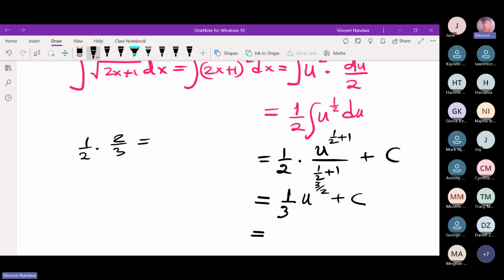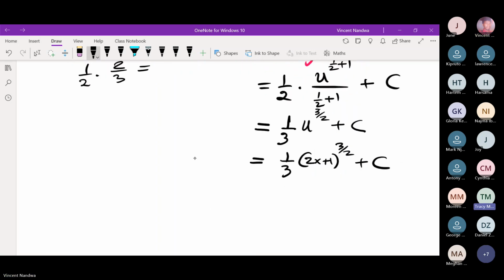But please don't leave your answer in terms of u because u was never in the question. It's just our own creation to simplify the problem. So therefore, we'll have a third into 2x plus 1 power 3 over 2, then plus c. Yeah. That makes sense.